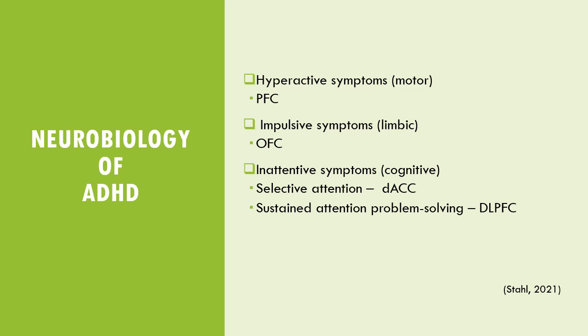The cognitive symptoms can be divided into 2 problems, which are difficulty with selective attention, which originates in the dorsal anterior cingulate cortex, but also difficulty with sustained attention and problem solving, which originate in the dorsolateral prefrontal cortex. As a result, dysregulation in some areas of the prefrontal cortex and orbitofrontal cortex can explain why ADHD often has comorbid symptoms with conduct disorder, bipolar and anxiety spectrum, as well as oppositional defiant disorder.